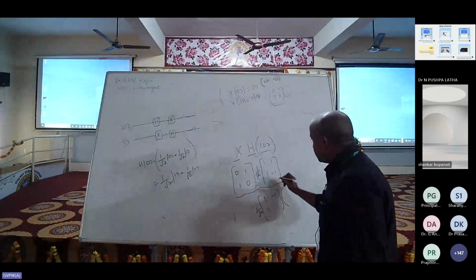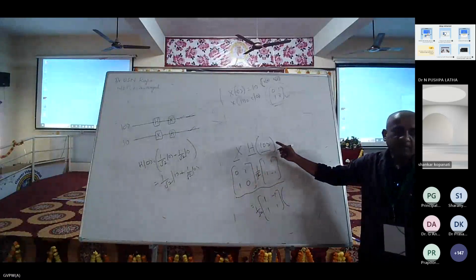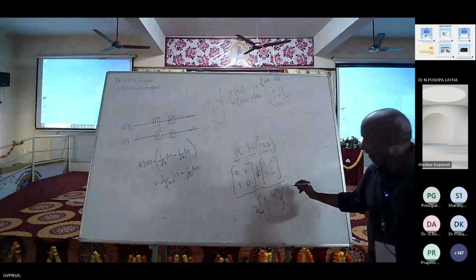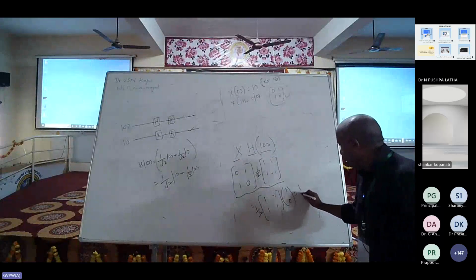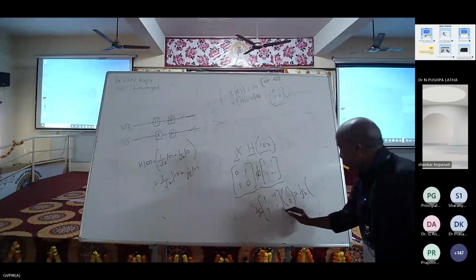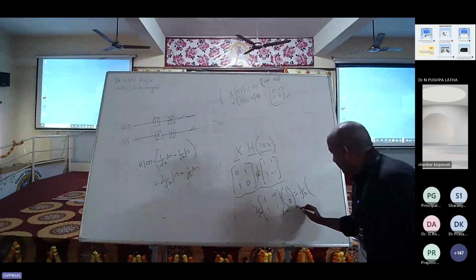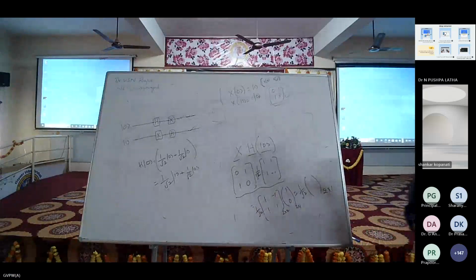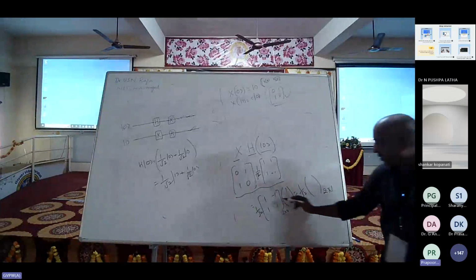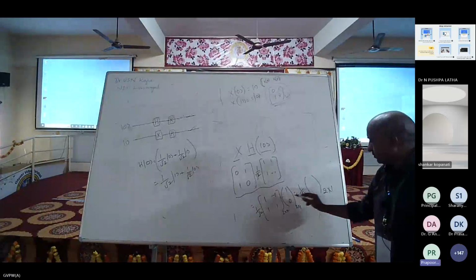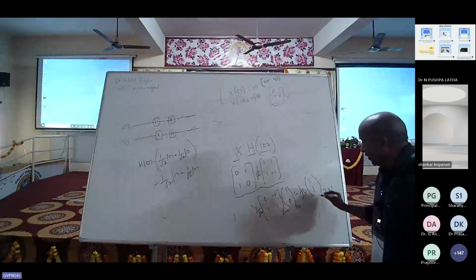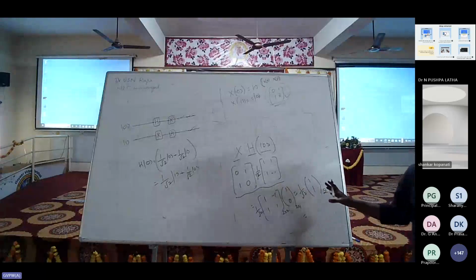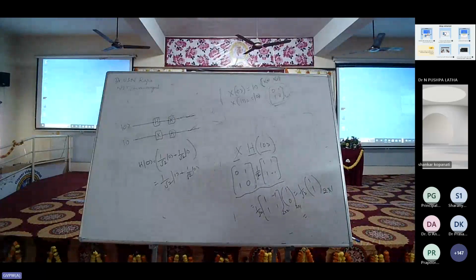Then you multiply this with 0. What is the vector representation of 0? 1 0. You do matrix multiplication and tell me. This is 2 by 2, this is 2 by 1. What is the result? 2 by 1. What will you get here? 1 into 1 and here 1 into 1. Now 1 1 you write as ket 0 and ket 1.